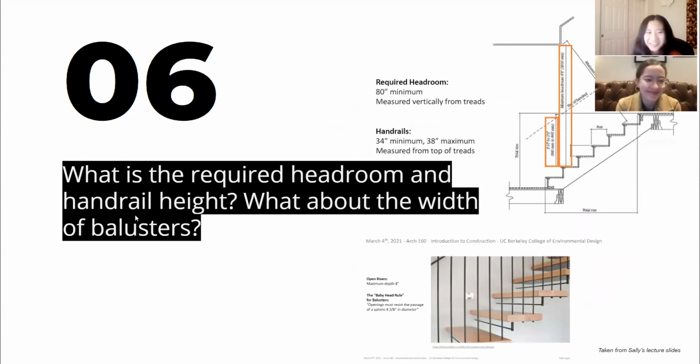Now, the sixth question is, what is the required headroom and handrail height? What about the width of balusters? So first off, 80 inches minimum is required for the headroom, which is usually measured from the treads of the stairs. The handrail height should be at least 34 inches, up to 38 inches maximum. As for the balusters, they should be close enough to fulfill the baby head rule, which is 4 and 3/8 of an inch.